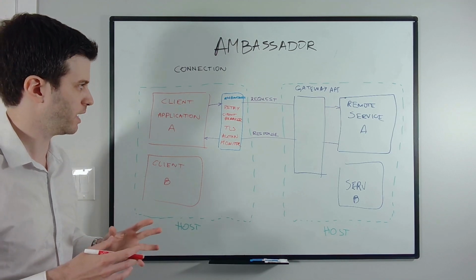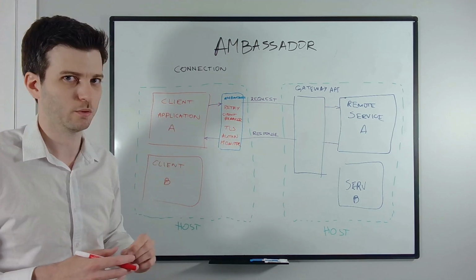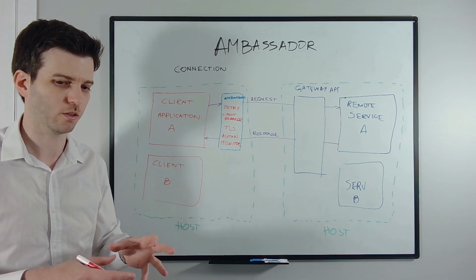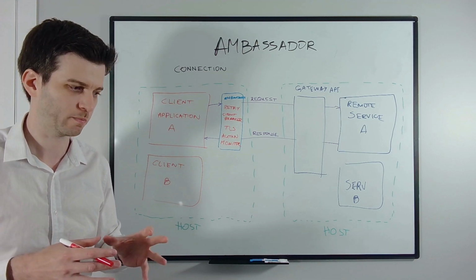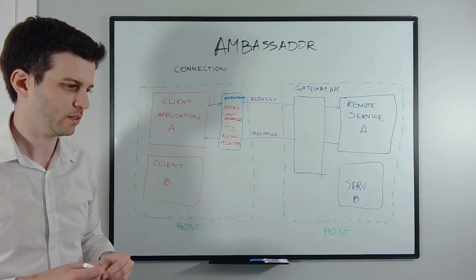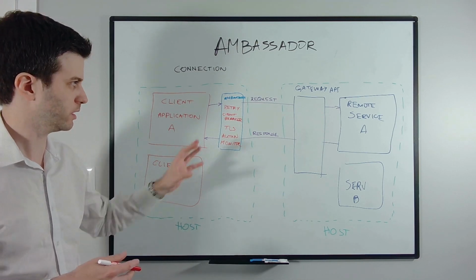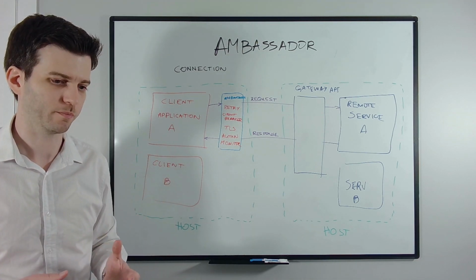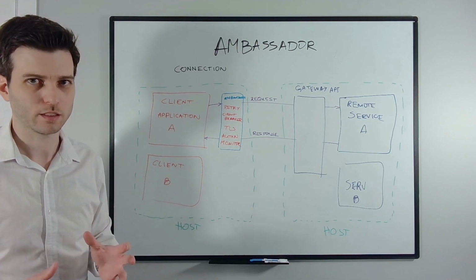So this is one of the use cases where we want to use an ambassador to offload those connectivity functionalities. Now, there are cases where we don't want to use an ambassador, where it's not suitable. Those are kind of the anti-patterns.